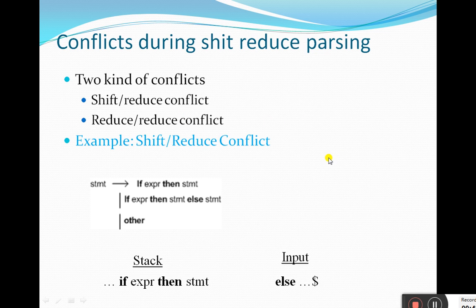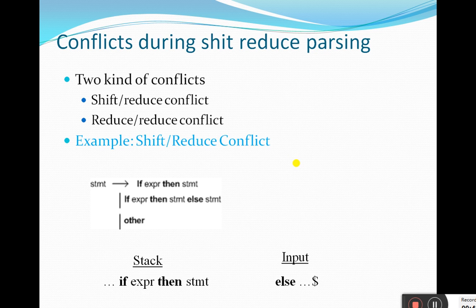Now coming to conflicts during shift reduce parsing. These conflicts are also common for simple LR parsing and other bottom-up parsers. Shift reduce conflicts are common for all types of bottom-up parsing methods. So basically we will have two types of conflicts. A conflict is a situation that may confuse the parser.